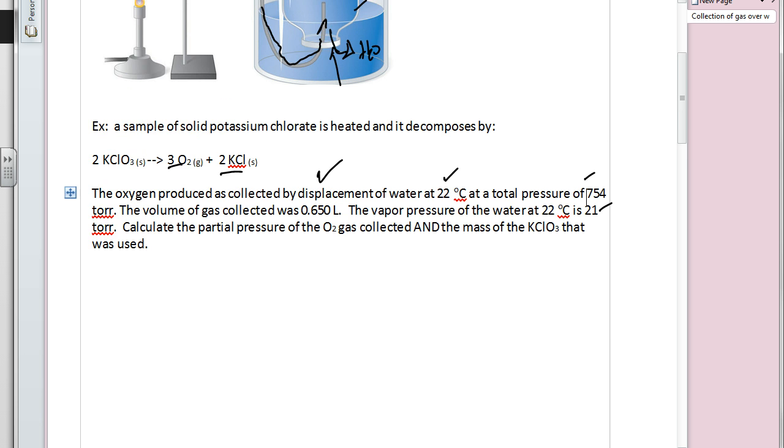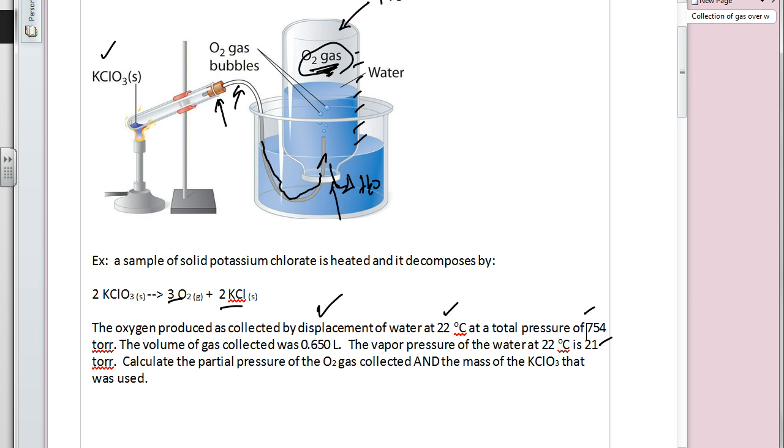The reason they're giving us that vapor pressure is that as these oxygen bubbles travel up through the water, they're going to start picking up some water vapor. And you're also going to have water vapor bouncing around up inside here. So it's not just pure oxygen. You also have some H2O in a gaseous form up there, and that is contributing a partial pressure. So you really do have oxygen gas plus the water vapor up there contributing to the overall pressure inside of that container.